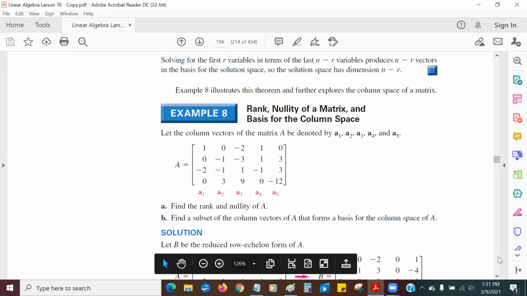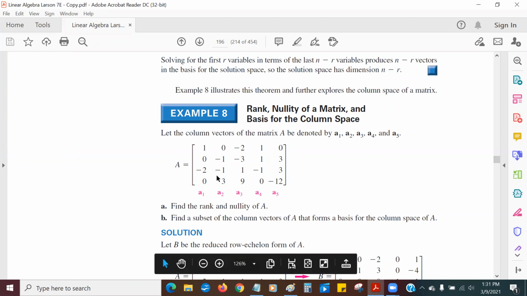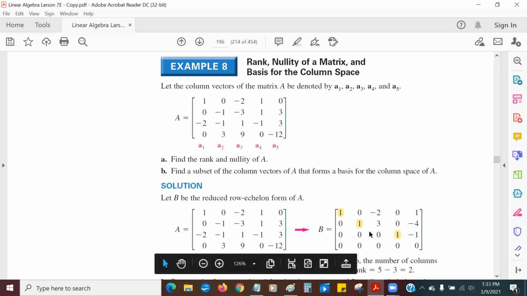Let's find the rank and the nullity and the basis for the column space of this matrix. So we're looking at the column vectors now. We're going to call them A1, A2, A3, A4, A5, 5 columns, and we want to find the rank, the nullity, and the basis of the column space. The first thing we do is take this matrix and do elementary row operations to put it into reduced row echelon form, and our original matrix becomes this matrix. I'll let you work out all the steps by hand to get to this.